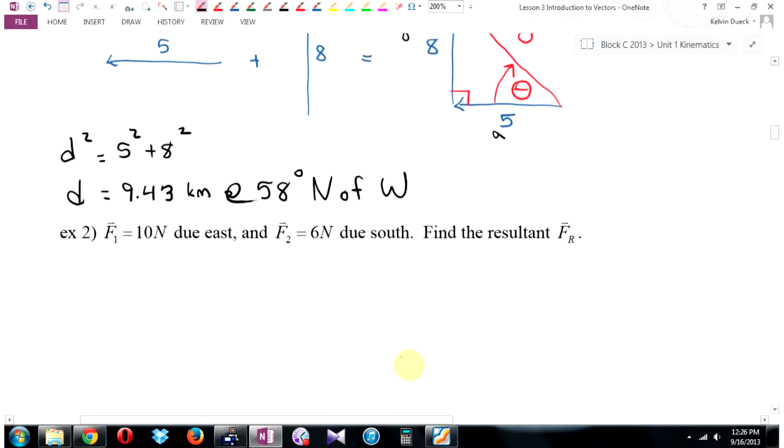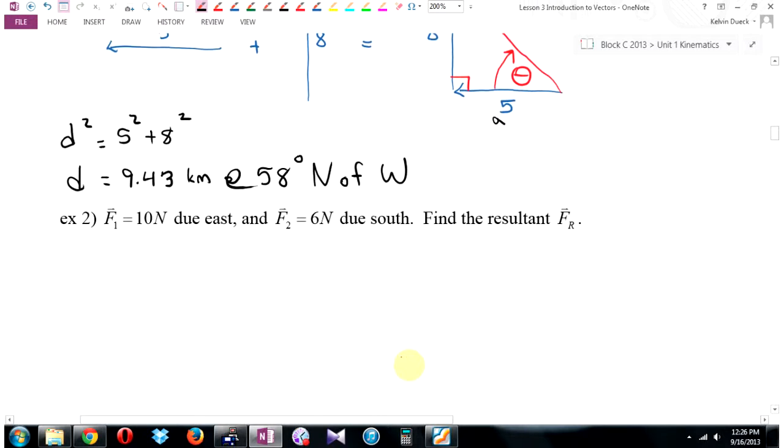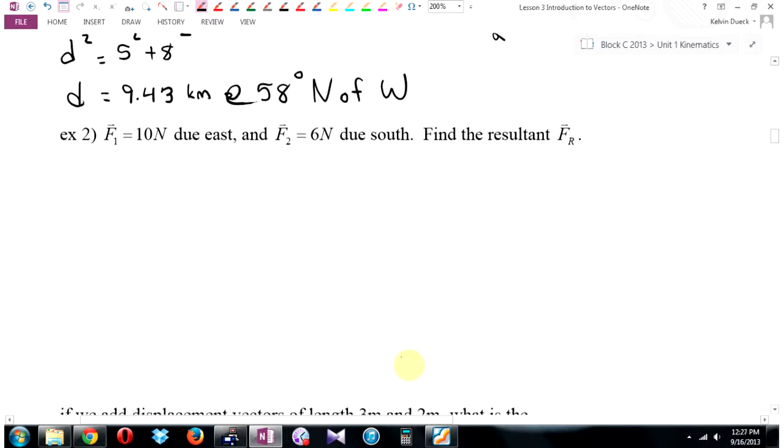Example 2. Question? Got the next one already? Well, good. It says 10 newtons due east, 6 newtons due south, find the resultant.